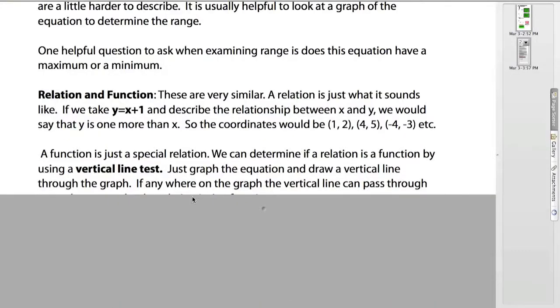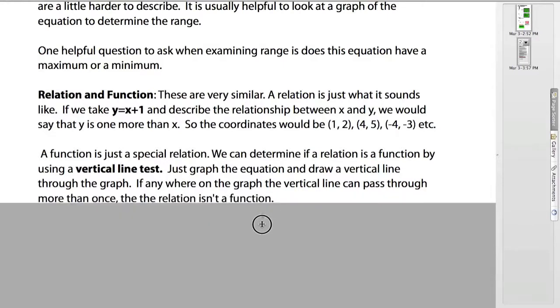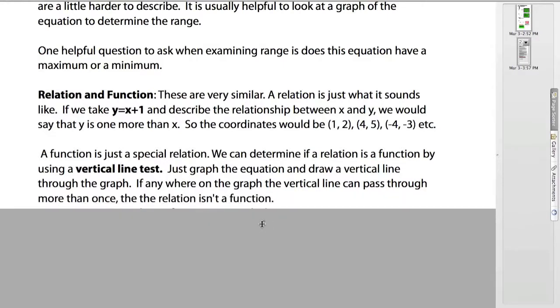There we go. It only touches it one time, so that makes it a function. If it passes through it more than once, okay, then that relation is not a function. And there's no special description of it. It's just not a function.